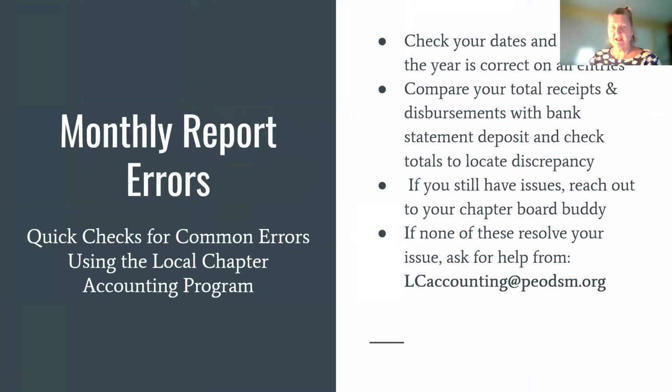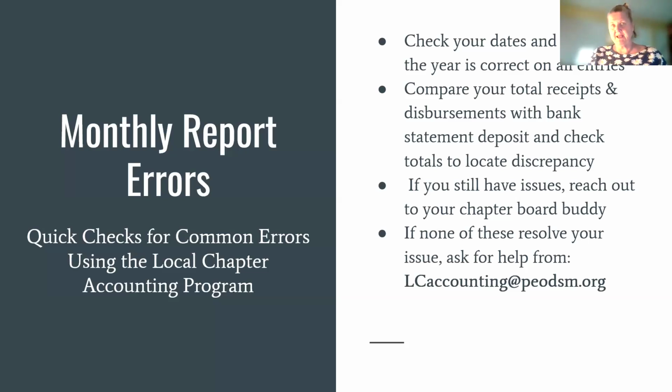Monthly report errors. It's okay. We all make mistakes. So often we're perfectionists, and we're afraid we're going to make a mistake. I've made a couple mistakes on the state level. If you make a mistake, it's okay. That's what your sisters are here for. Ask your sister for help. Reach out. They've done this before. We're here to help you. Your sisters in your chapter can help you. Those who have been treasurer can help you.